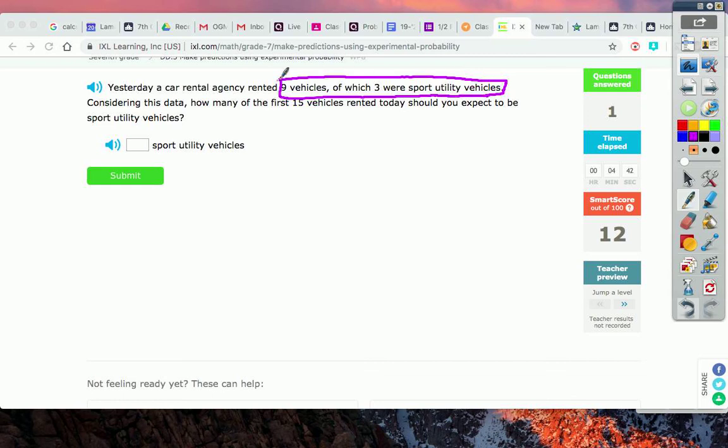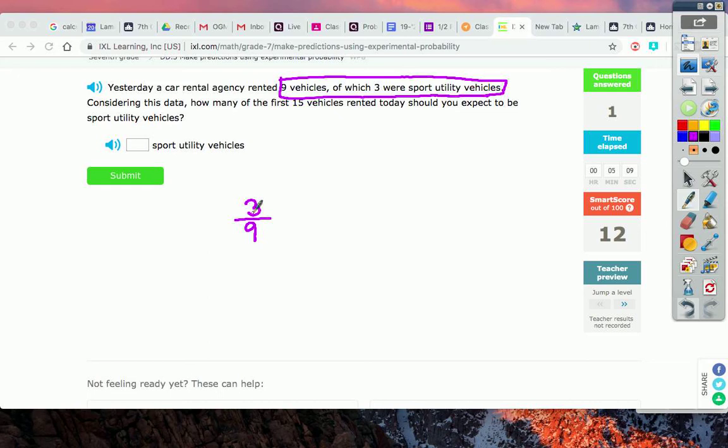How many vehicles did I have? 9. How many were sports utility vehicles? 3. So I'm gonna put what on the bottom? 9. And what's gonna go on top? 3. Now, let me stop here. If you have 9 over 3, if your largest number is on top, that's a red flag. How are you gonna have 9 sports vehicles out of 3 of them? You don't. That's impossible.